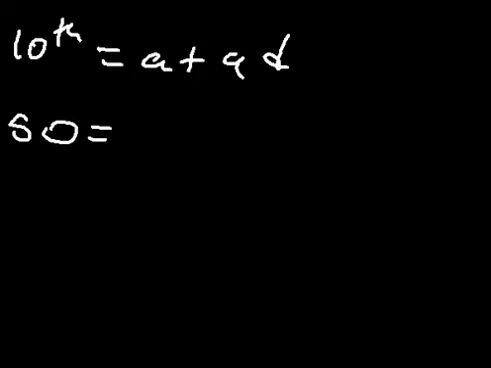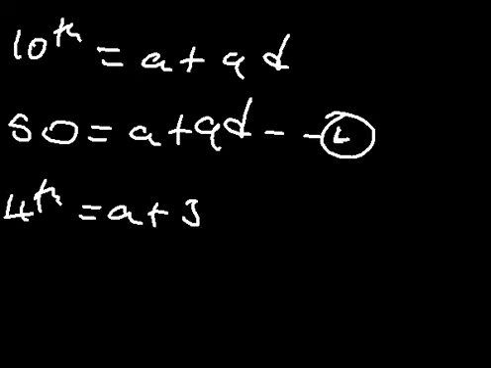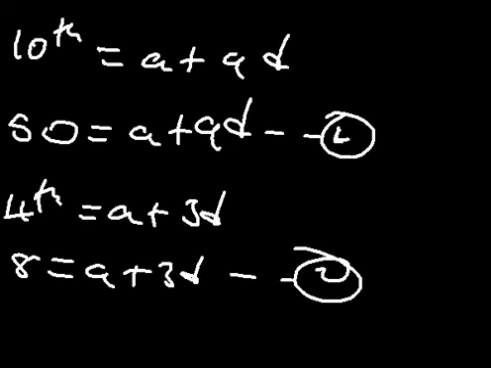So what is the formula for the 10th term? The formula for the 10th term is given as a plus 9d. What is the 10th term? We have it as 50. So we have 50 is equal to a plus 9d. This is said to be equation 1. And what is the formula for the 4th term? The 4th term is given as a plus 3d. Now we have 8 is equal to a plus 3d, which is equation 2.